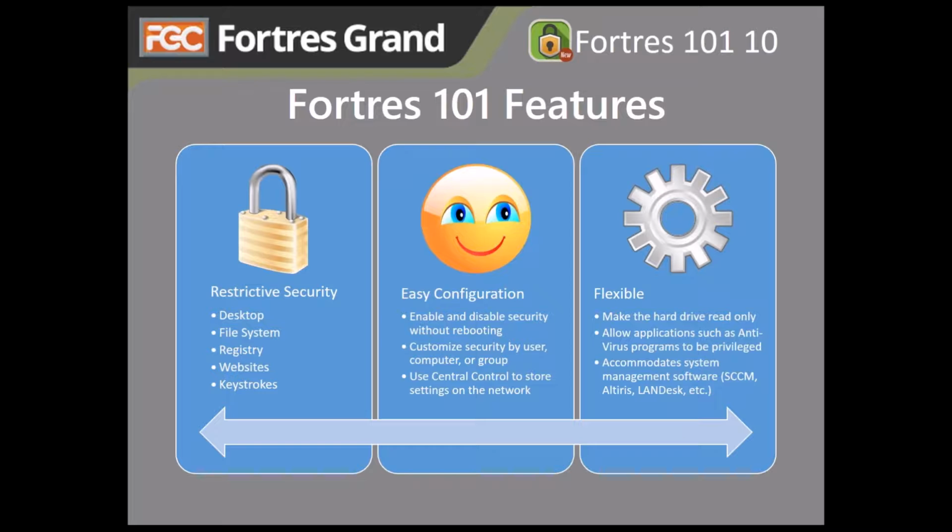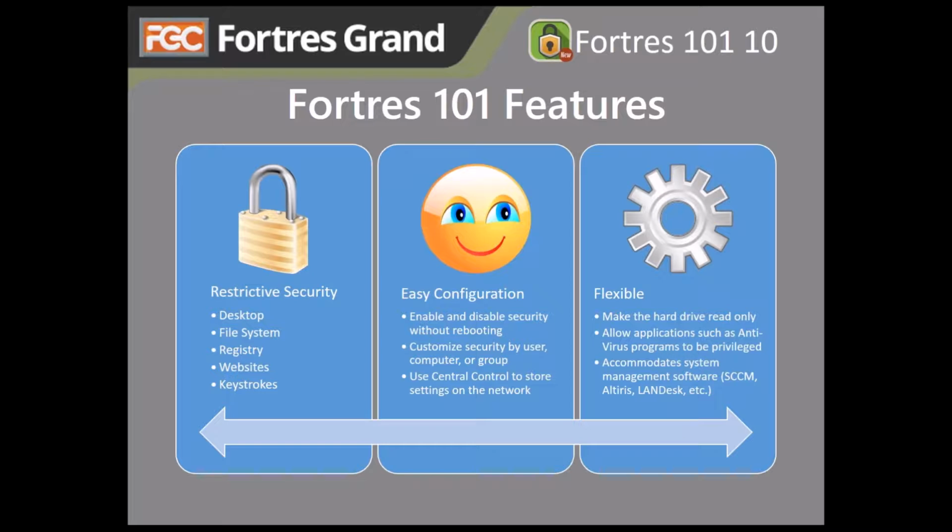You can do things like enable and disable security without rebooting. You can also customize the security by user or computer, and you do this by placing them in groups. If you use our central control product, which is a separate product that you install on the server, you can store all of the settings on your network so that you can have all of the computers with Fortres 101 get their settings from the network and not have to go around to each computer and configure it individually.